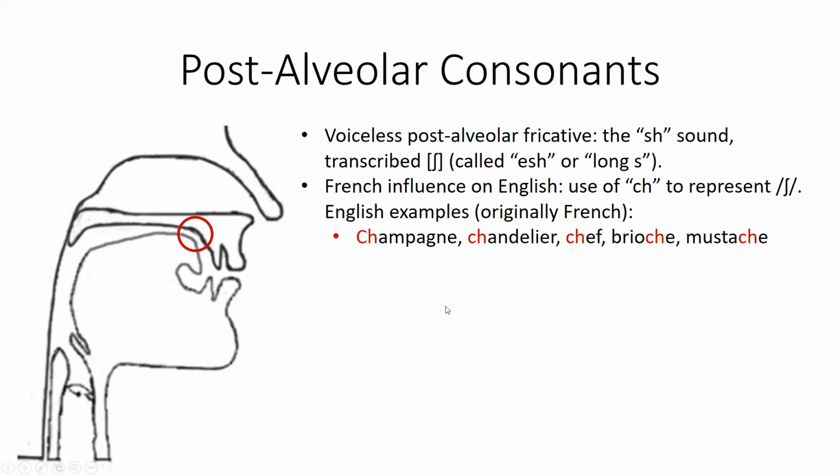So even though I said it's SH, we do have a lot of CH in English because we have influence from French where CH represents sh. So all these words, champagne, chandelier, chef, brioche, and mustache, those are all pronounced with a sh for a ch, not a ch.